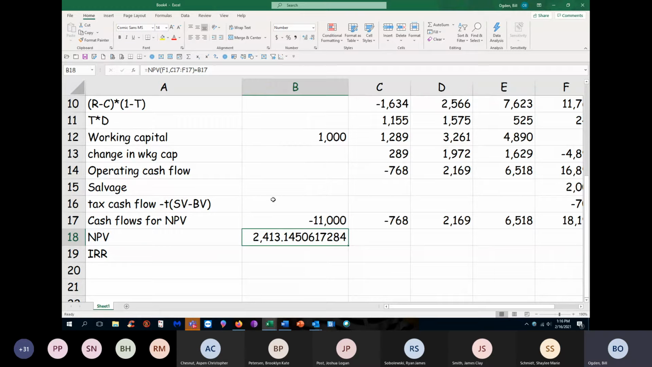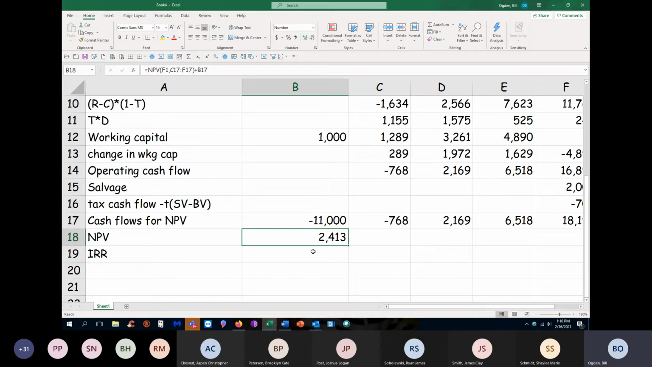And of course, Excel is always willing to give you more decimals than you could ever need. And I'm always willing to reject it. All right, so this is a positive number. We would therefore accept this project.